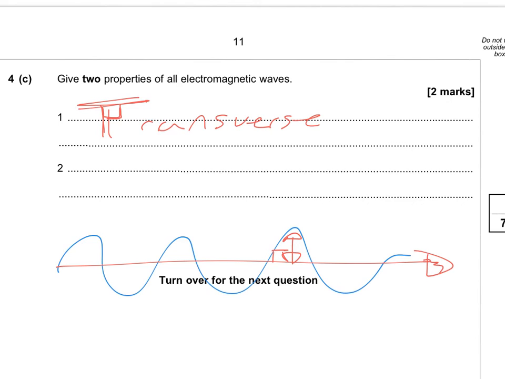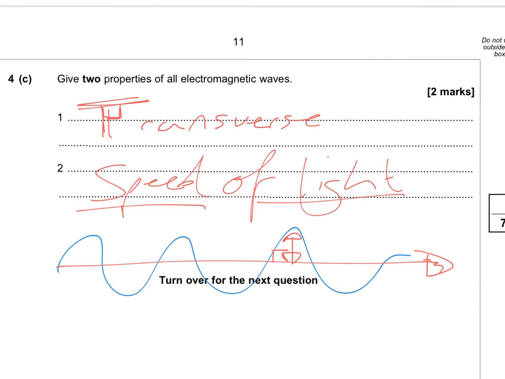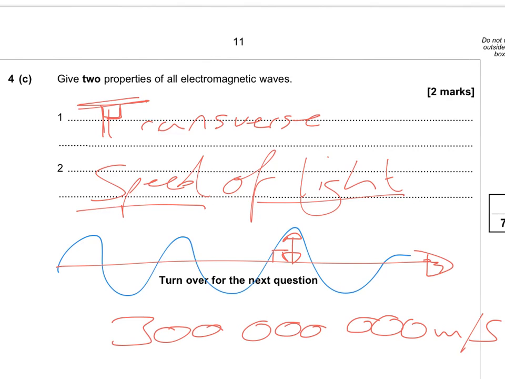They're all transverse, and the second thing, they all travel at the speed of light. That's everything from low frequency, big wavelength radio waves, all the way through to gamma waves, which have a high frequency and very, very small wavelength. They all travel at the speed of light. And it might ask it: 300 million meters per second. In standard form, 3 times 10 to the power of 8 meters per second.